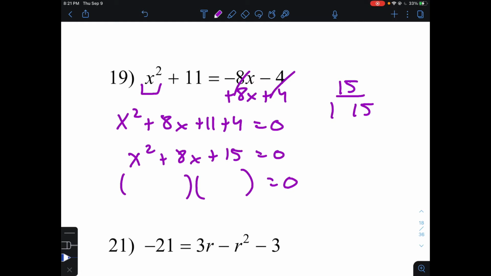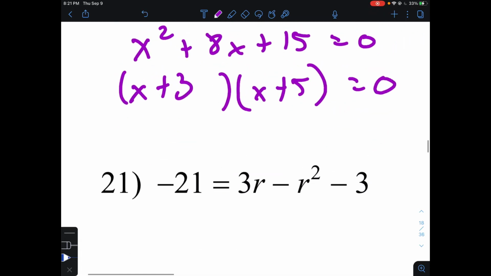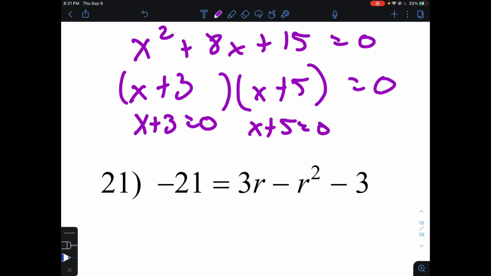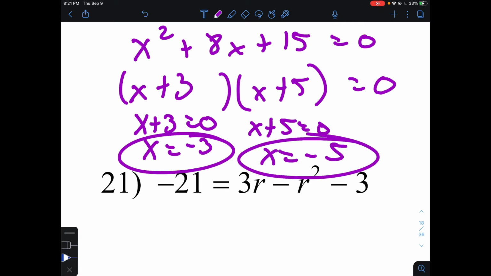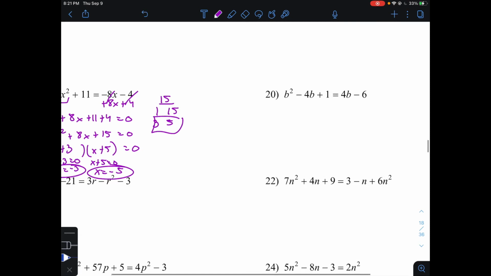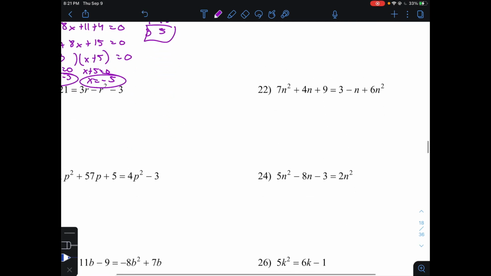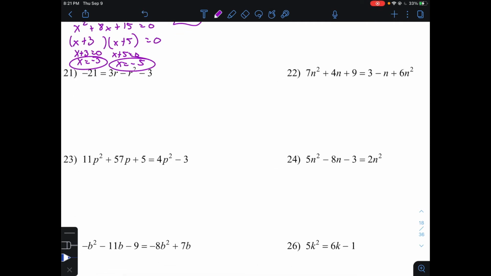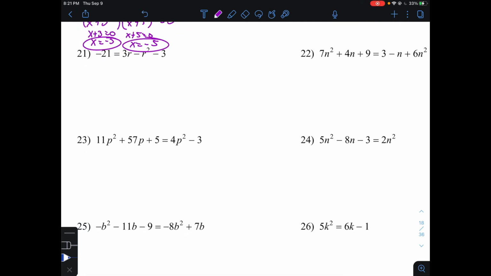Not going to work for me. And then I could do 3 and 5. This guy works. So we're going to do x plus 3 and x plus 5, and then set these equal to 0. We get x equals negative 3 and x equals negative 5. So again, you need to make sure that you get everything on the same side. And again, try to keep that squared term positive. It makes things a heck of a lot easier.